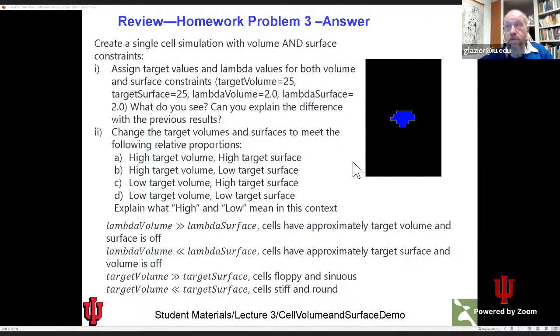So in the case of nearest neighbor surface area counting, the best I can do is a square. Suppose I have a volume of 16, that would be 4 by 4. That gives me a surface area of 4, 8, 16. If I make the target surface for a volume of 16 less than 16, I can't satisfy it.